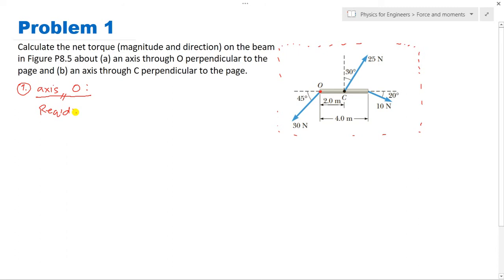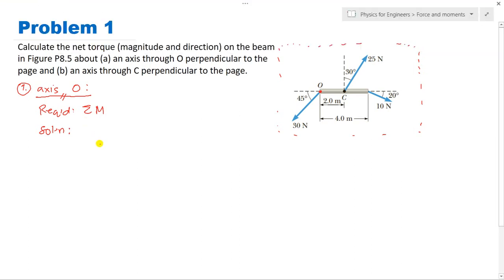The required quantity is the net torque, meaning the summation of the torque or moment. Here is the solution. Analyze the problem first, because you might assume summation of moment equals 0, but that is only for static analysis, where the system is not moving. Since we are asked for the summation of moment or torque, we don't set it to 0.